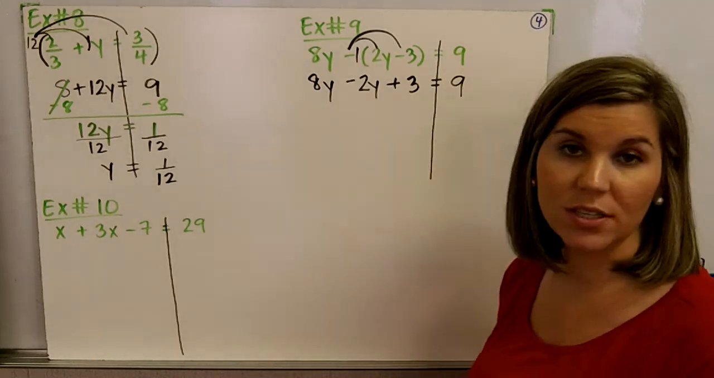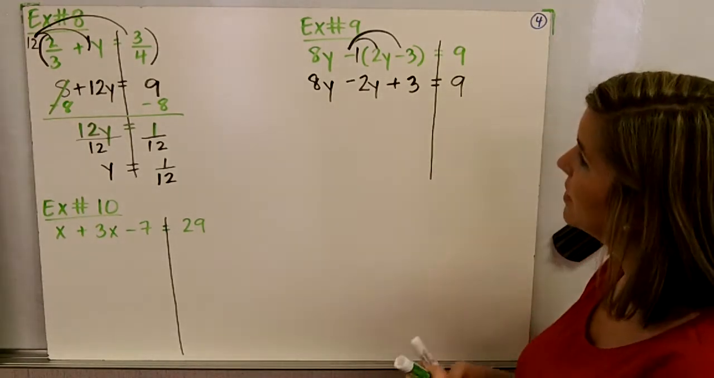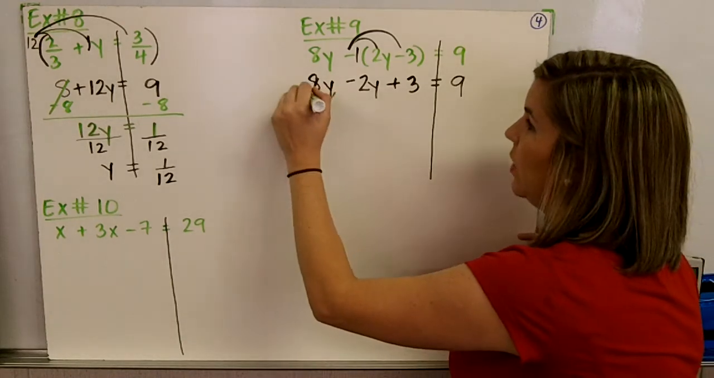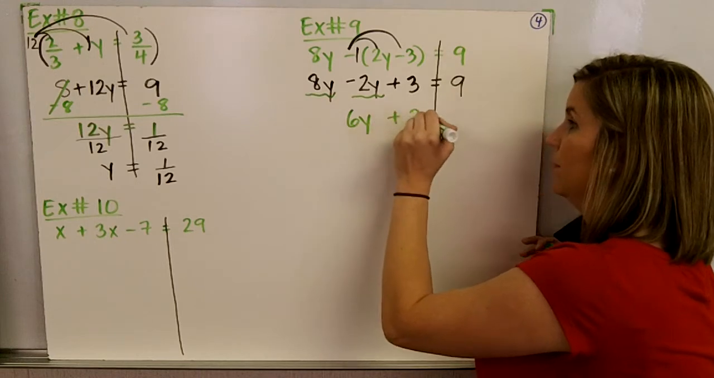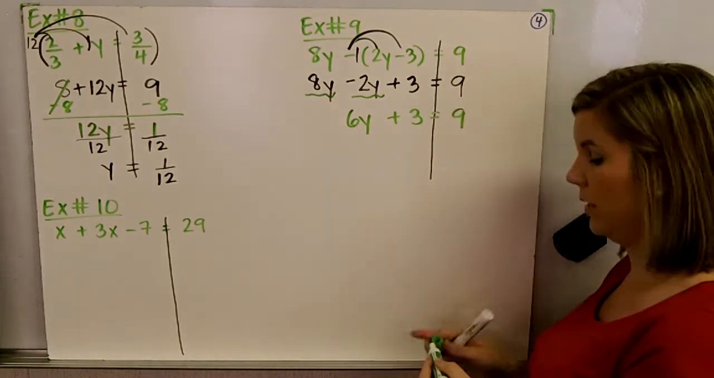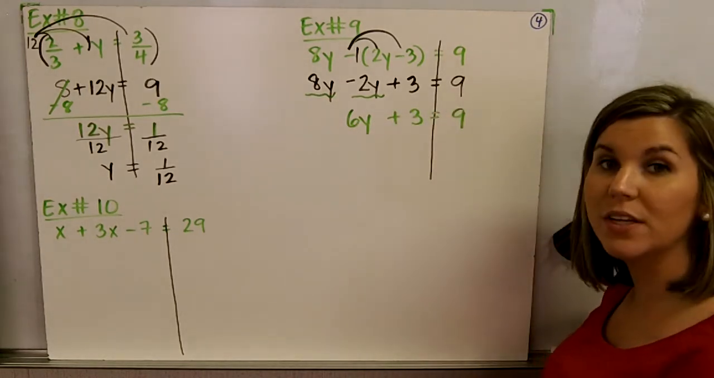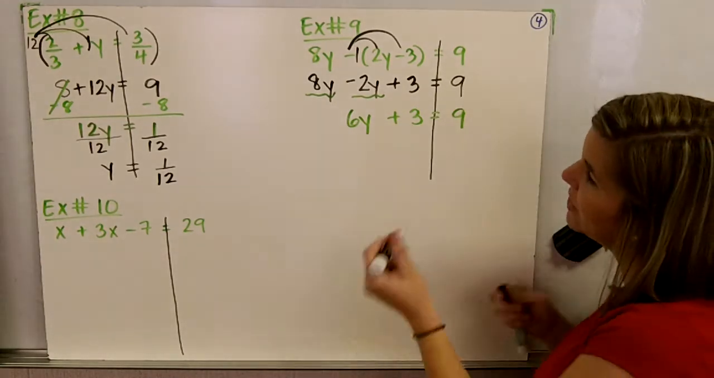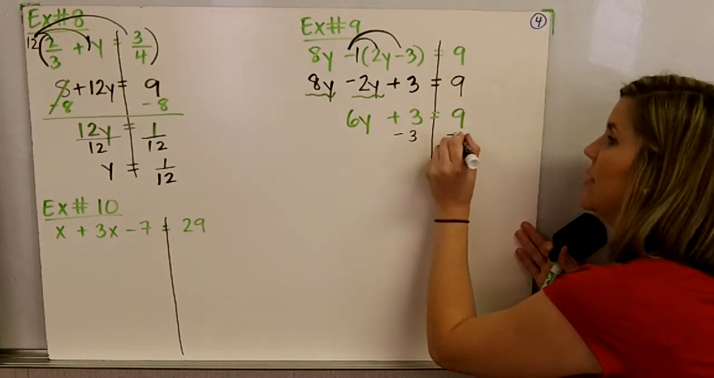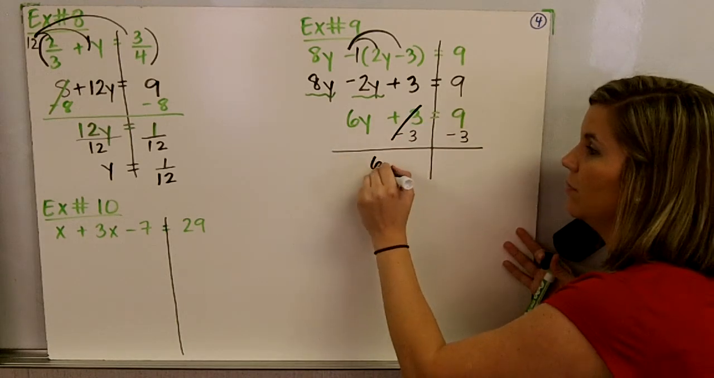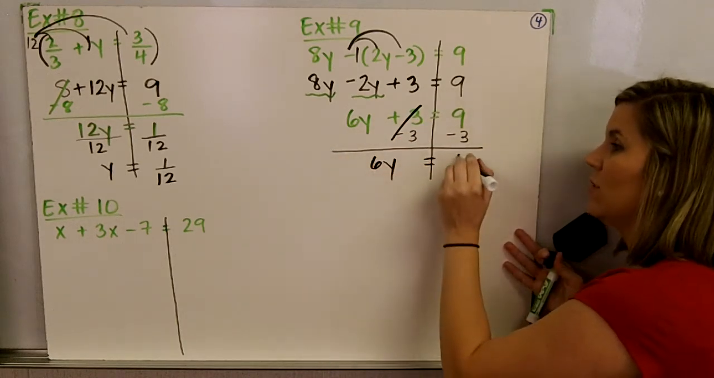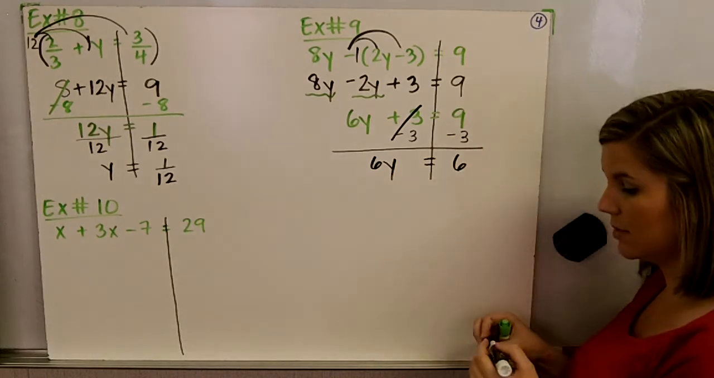Let's carry down the rest. We don't have any fractions to get rid of, so let's combine like terms. I have 8y minus 2y is 6y. Carry down. Get rid of any addition or subtraction, so I have plus 3. That means I need to subtract 3 from both sides. The 3's cancel. 6y equals 6. 9 minus 3 is 6.